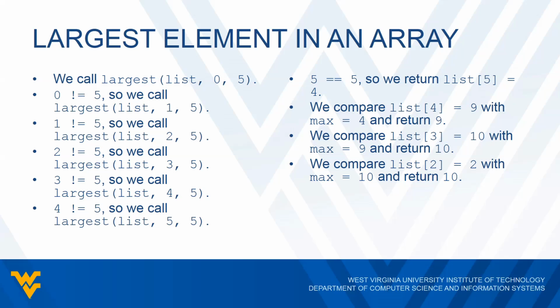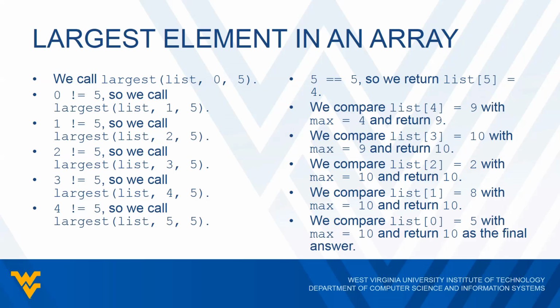We'll then go back to our previous call where we're going to compare list 2 with our max. Well, list 2 is 2 and our max is 10. So since 10 is larger, we're going to return 10. And then we're going to go back to our previous call from there where we're going to compare list 1 with our max. List 1 is 8 and our max is 10. So since 10 is larger, we're going to return 10.